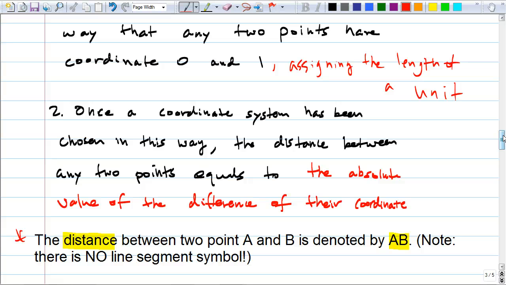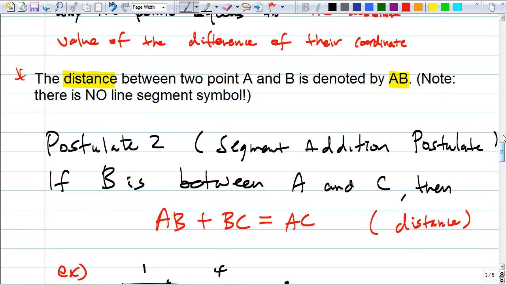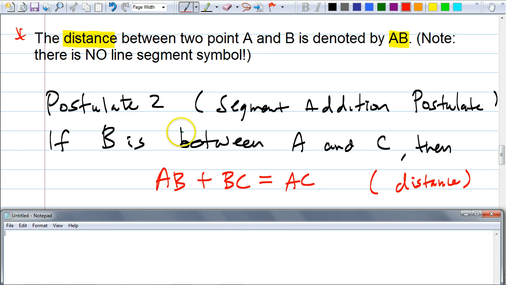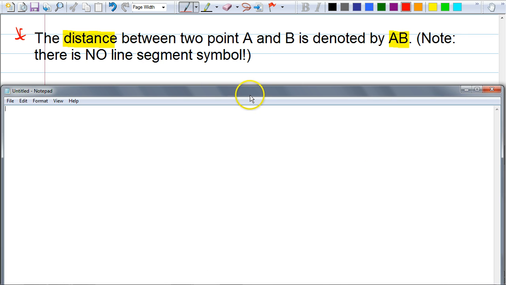But what is important is this. By the way, distance between 2 points. So write this down. This is important. The way we denote distance, the distance between 2 points A and B is denoted by AB, just AB. Note that there is no line segment symbol on top. So if I just write AB this way, we're talking about what, guys? We're not talking about a line. Distance. We're talking about distance.